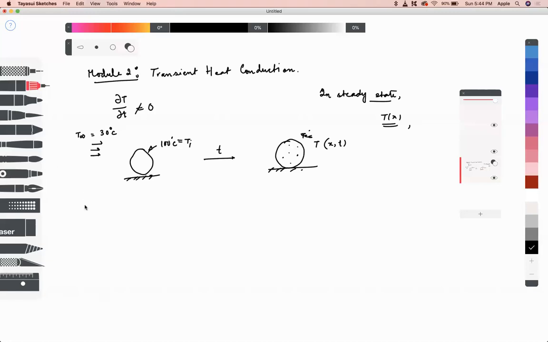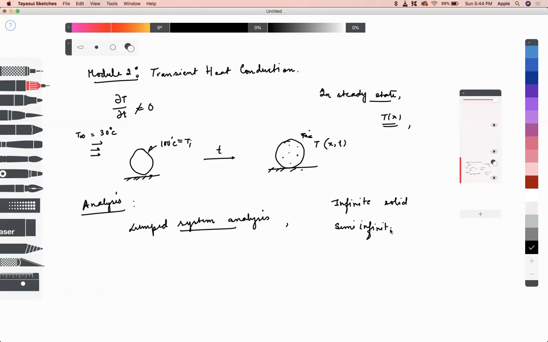So when it comes to analysis of transient heat conduction, there are two very distinct cases. One is your lump system analysis, and the next one is either an infinite solid or a semi-infinite solid. So what exactly is lump system?